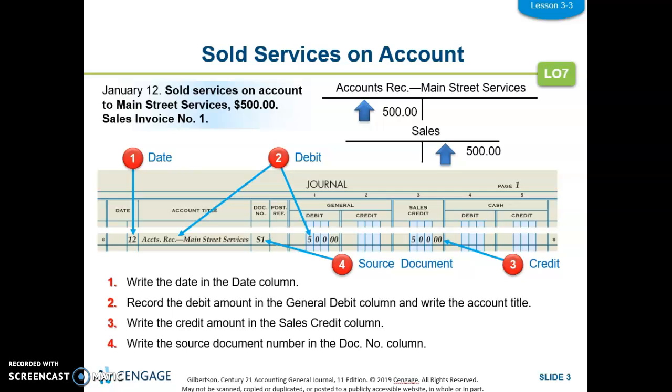We have a special amount column for sales, so we do not need to write sales. We'll put in our date, which is the 12th, our document number, which is S1 for sale invoice 1. We will write accounts receivable, Main Street Services, and then we will put in our debit for accounts receivable and our credit for our sales credit to place that there.